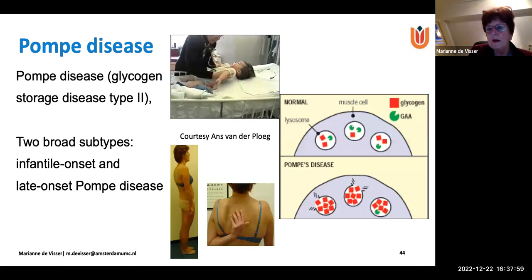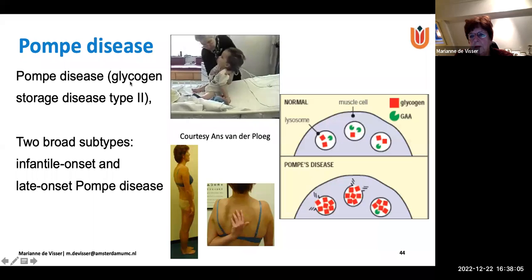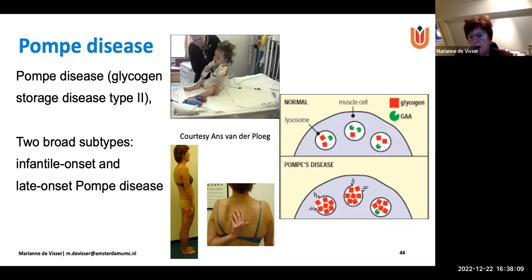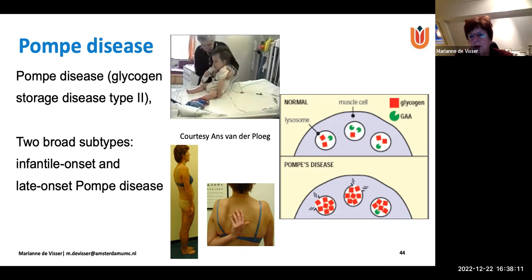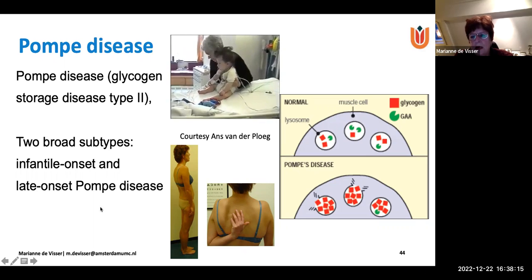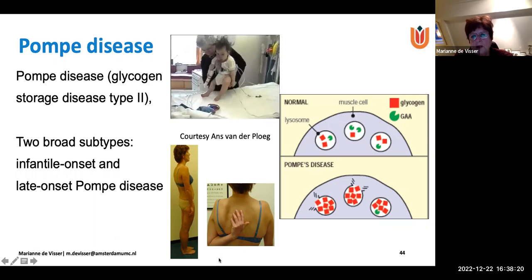Pompe disease. As you know, there are two broad subtypes: infantile onset, and you see the movie in the upper panel, kindly provided by Dr. Ans van der Ploeg. This is an untreated patient who is severely hypotonic. And there is late onset Pompe disease, and these are the pictures of such a patient.